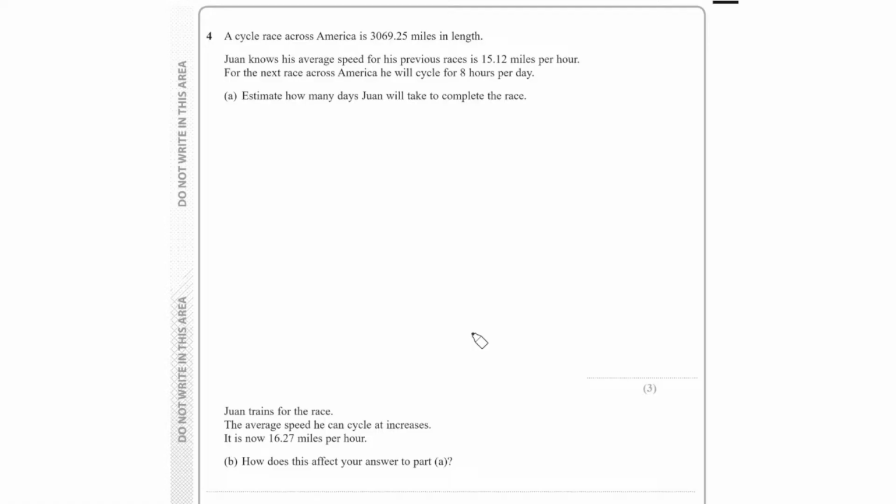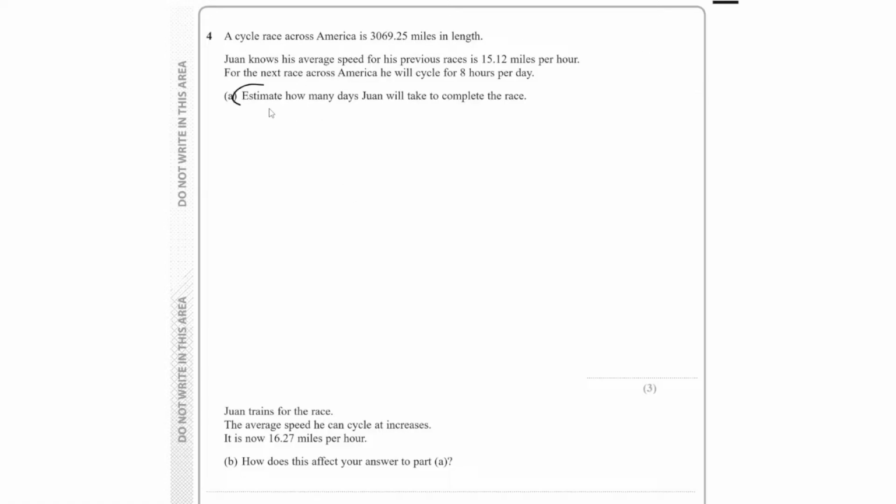Okay, question 4. What I have noticed is I feel like there's a fair amount of speed, distance, time in non-calculator papers. I don't really know why, but there seems to be a fair amount of speed, distance, time type of questions. So here we've got a cycle race across America is 3,069.25 miles in length. Juan knows his average speed for his previous races is 15.12 miles per hour. For the next race across America, he will cycle for 8 hours per day.